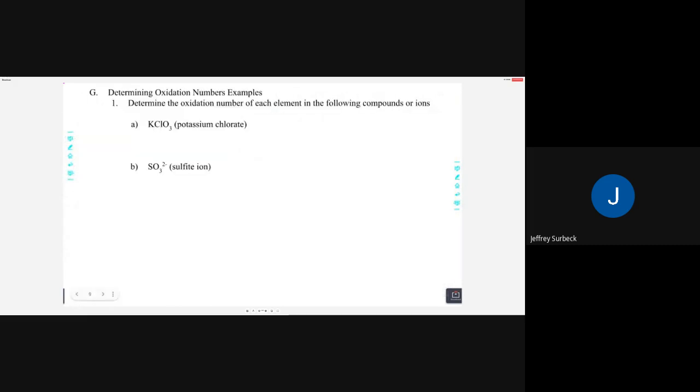All right? So our first example is this: potassium chlorate. The hardest part is figuring out, well, where do these things split? Well, I wrote this out, and they're going to split right down the middle. Now, potassium is what element?